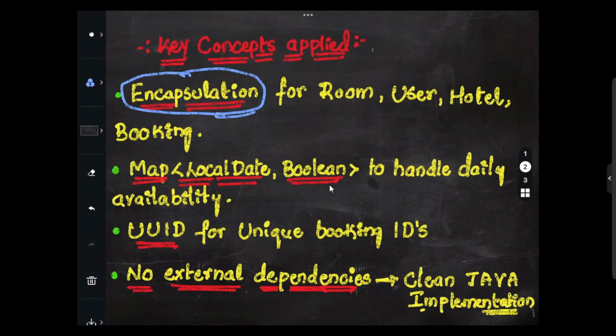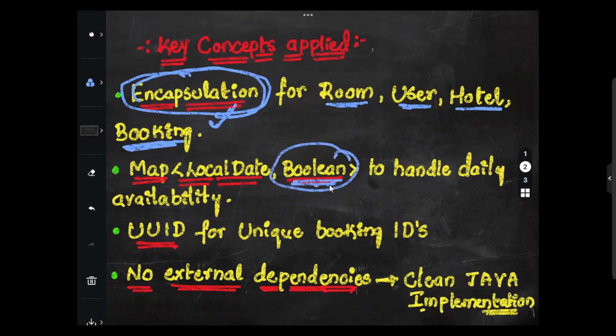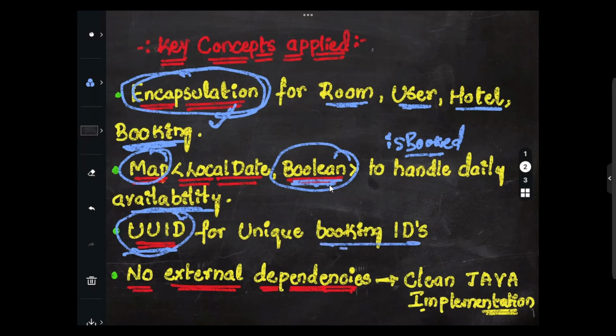So here in this case, encapsulation. We have made use of encapsulation here for room, user, hotel as well as booking, right? So we went with the concept of encapsulation. Here for hotel as well as the booking, we went with a hash map, basically a map of LocalDate and Boolean, which was of the type boolean, to handle the daily availability. isBooked is something we made use of, right? And we made use of the UUID as well for the unique booking IDs.